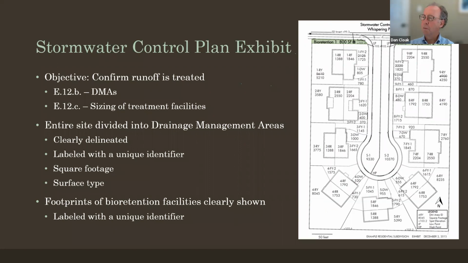So the first thing to look for in an exhibit, the first thing to prepare, is to ensure that the drainage management areas are clearly delineated. Each is labeled with a unique identifier so they can be identified in the calculations, the square footage for each is given, and the surface type is clear. And for bioretention facilities, the footprints are shown and identified, and it's useful to have the square footage on there as well.